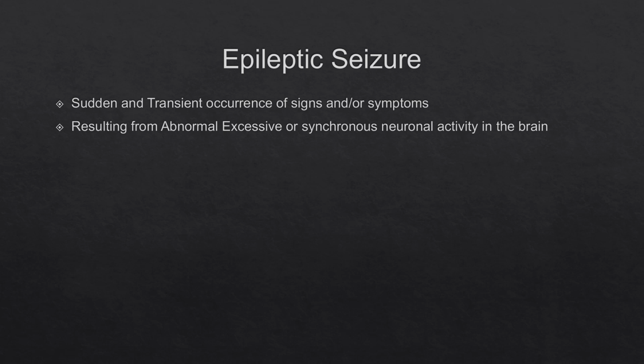So, what is a seizure? Externally, we see a child convulsing, but what is the definition? It is the sudden and transient occurrence of signs or symptoms. Sudden and transient: it has to be sudden onset and short lasting. Why does it happen? It results from abnormal, excessive, or synchronous neuronal activity in the brain. That means it is not normal brain activity, it is abnormal activity, and it is abnormally excessive, not abnormally low.